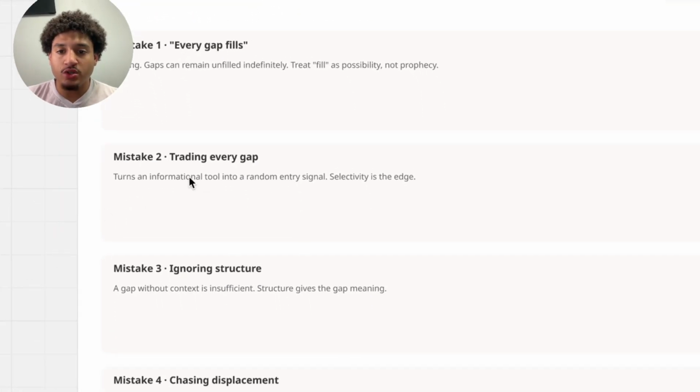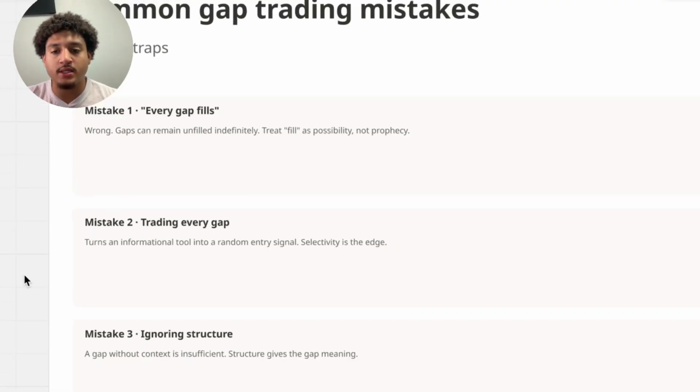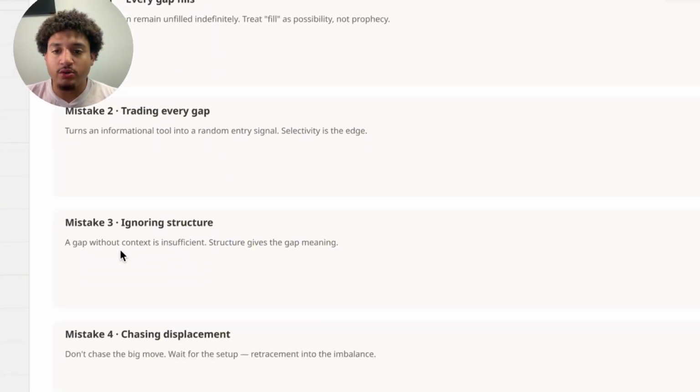Now, mistake number 2 is trading every gap. What it does is turn an informational tool into a random entry signal. Selectivity is the edge. Our things need to align for us to even trade the gap. Just because there's a gap created does not mean that there's a trade opportunity. Mistake number 3 is ignoring structure. A gap without context is insufficient. Structure gives the gap meaning. This is very important. Just because there's a gap created doesn't mean there's going to be a trade.